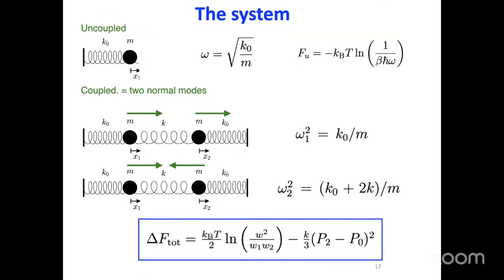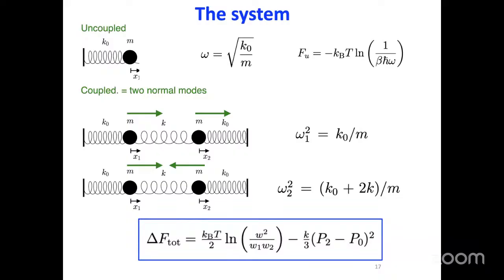So how is the model? The system is composed of two harmonic oscillators joined by a spring. So the idea is the following. For a single harmonic oscillator, the free energy is that. For two coupled harmonic oscillators, what you have is two normal modes. So this one and the other one, the faster one.